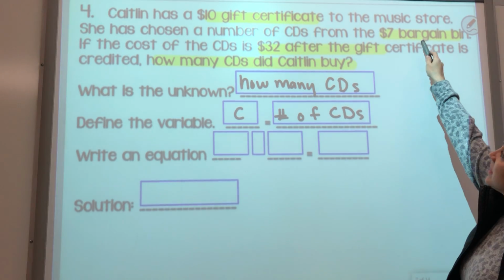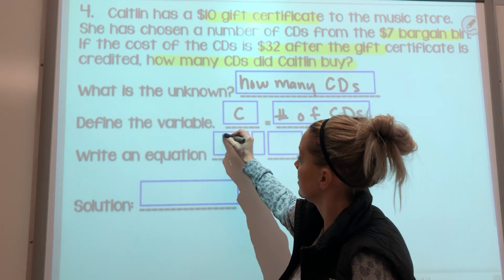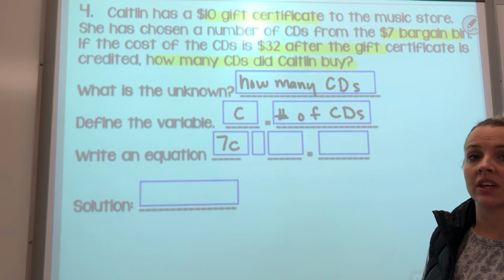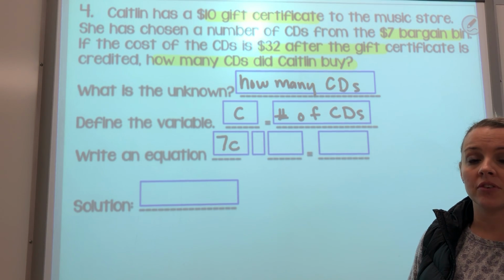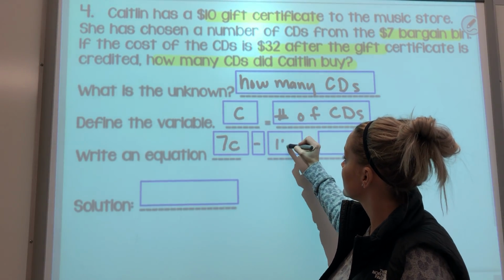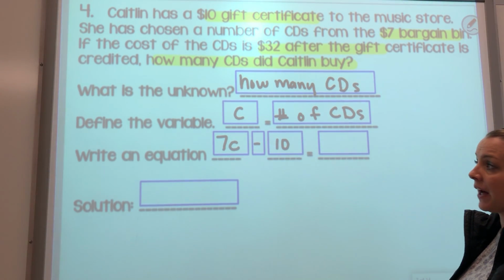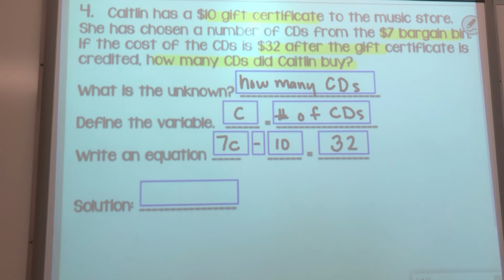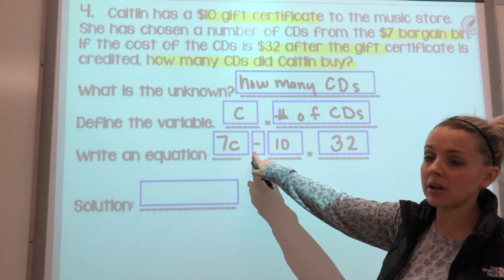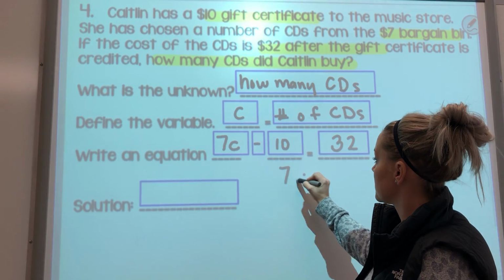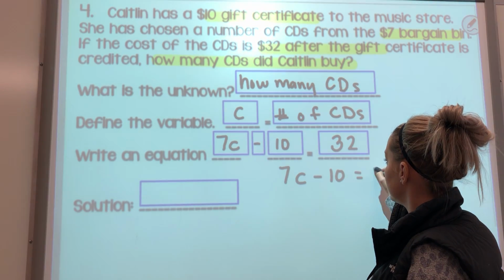Now, they're $7 each. When you have a gift certificate, that gets taken off your value. So we need to subtract 10 from the value of our CDs, and that is going to equal 32. So we have to be really careful about what operation we're using in between our variable term and our constant term. So 7C minus 10 equals 32.